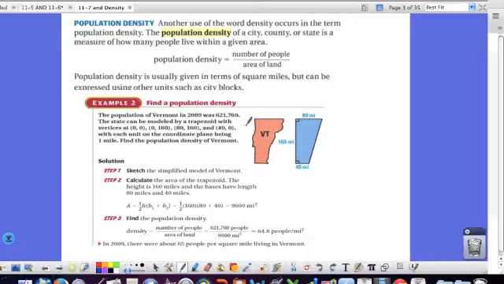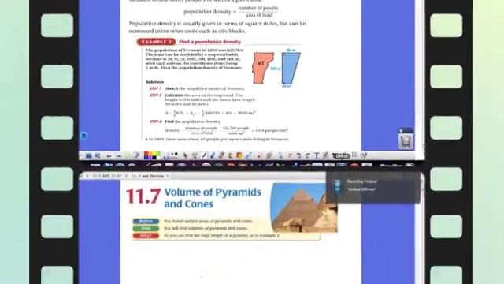Now, they could have given us Vermont, told us it was a trapezoid, and done the same thing with, say, New Mexico, and told us it was a rectangle, and they could have even asked us what one is higher population density by how much, etc. You're going to get a chance at the end of this unit for homework tonight to do a few density problems.